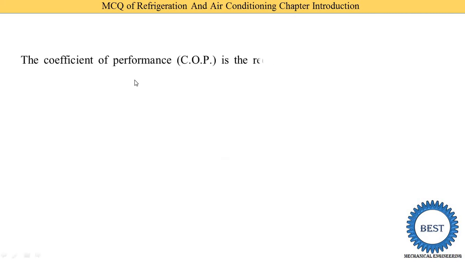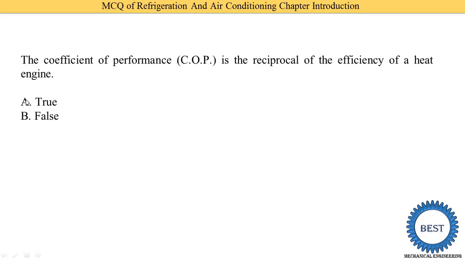The coefficient of performance COP is the reciprocal of the efficiency of a heat engine. True or false? It means COP is equal to 1 upon efficiency, and this is for an engine only, not for a refrigerator or a heat pump. Suppose the efficiency of the heat engine is 0.40. What is the COP of this engine? The COP is equal to 1 divided by the efficiency of the engine. So the answer is true.